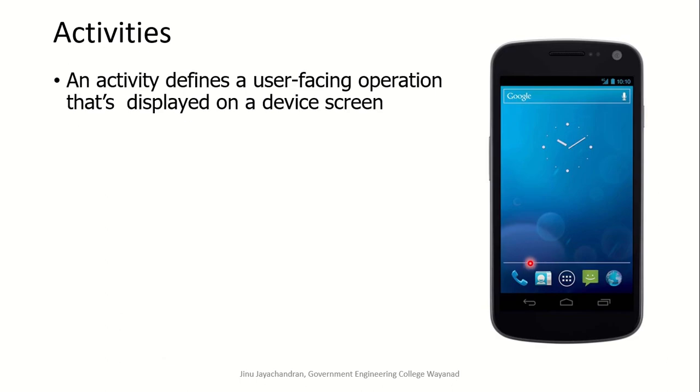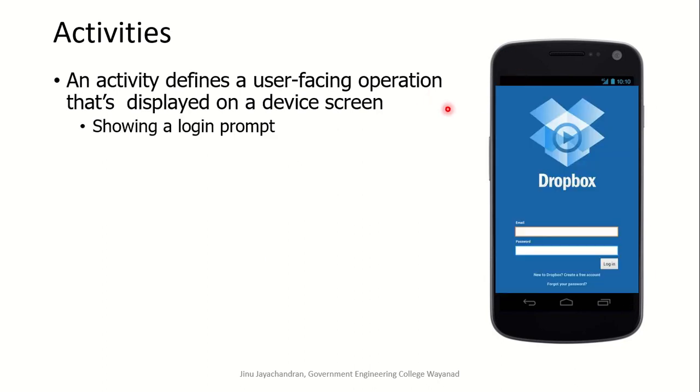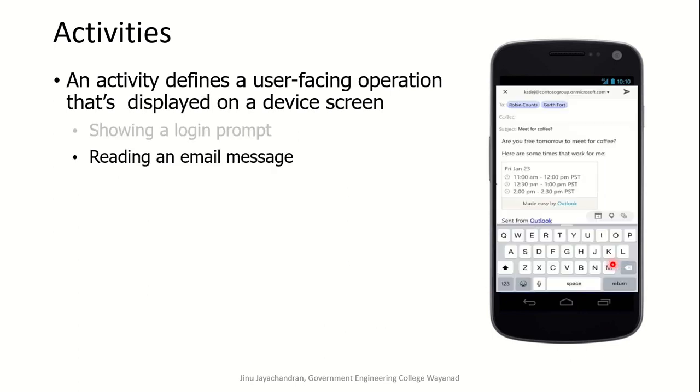Let's see some examples of an activity. As it describes, an activity defines a user-facing operation that displays on the device screen. This is a mobile with a home screen. For example, if you open Dropbox, you see a field to give the email ID and a field to give the password. This is one type of activity where you can give the email and password and log in.